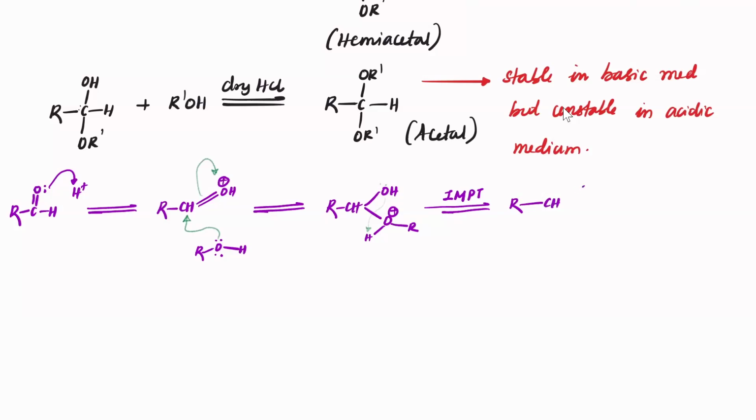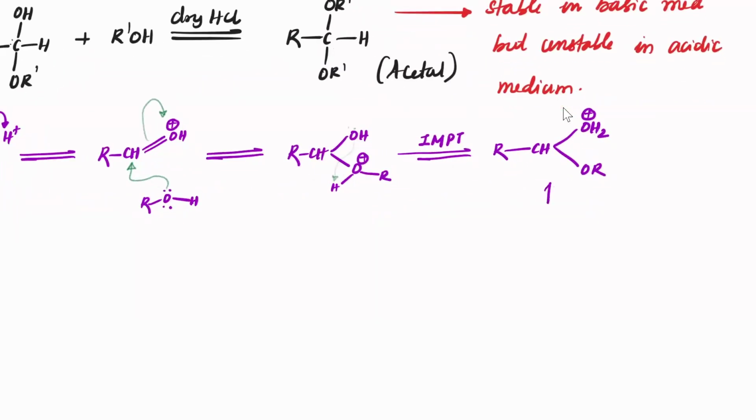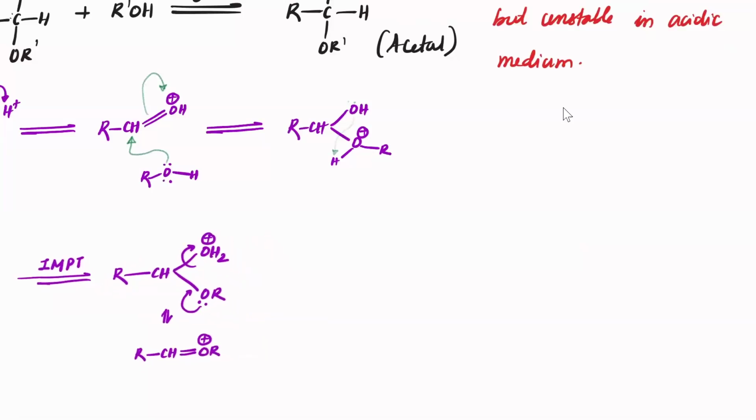By doing so, it will get OH2 plus and OR here. Eventually, this molecule will push the electrons of oxygen as a lone pair to remove this part. So here we can say we have RCH double bond OR plus. Sorry, first let me complete this part here. I'll do this in the second step.